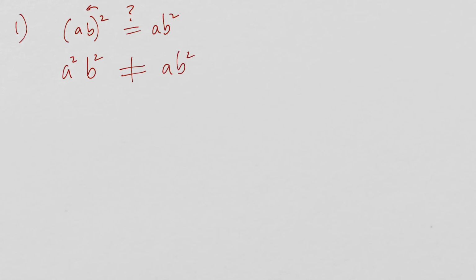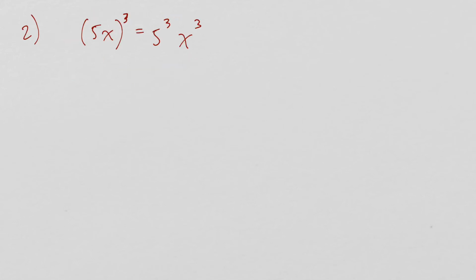Page 339. Number 1, AB squared. Is this equal to AB squared? Well, we got to distribute this exponent, so we would get A squared B squared. This is not equal to AB squared, so this is no, not correct. Number 2, is quantity 5x cubed equal to 5 cubed x cubed? Well, when we distribute this in, we do in fact get that. So yes, this is correct.